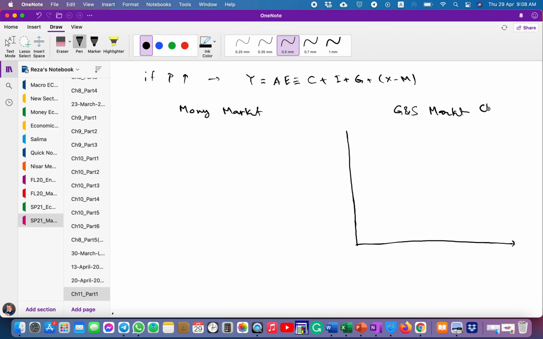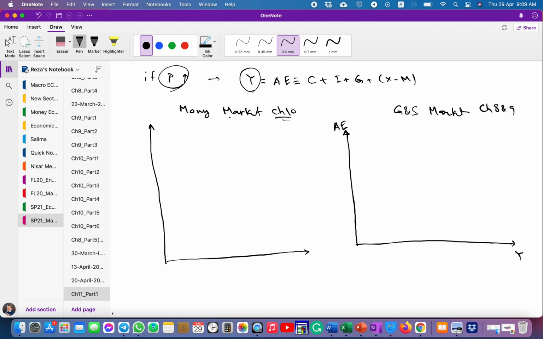This was discussed in chapter 8 and 9. This was discussed in chapter 10. And now we are in chapter 11, right? So we want to see, if price changes, what's going to happen to Y? In our model in chapter 8 and 9, we didn't have price. We had the aggregate expenditure and the Y. In chapter 10 also, we didn't have price. We had interest rate and the money.